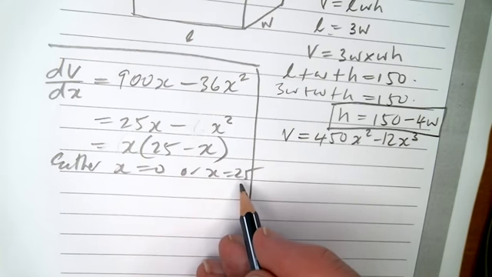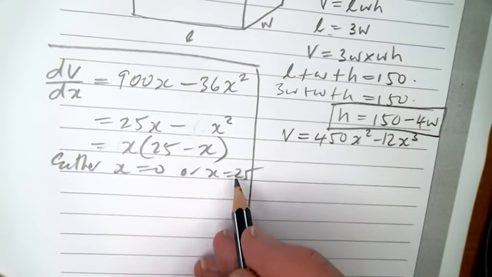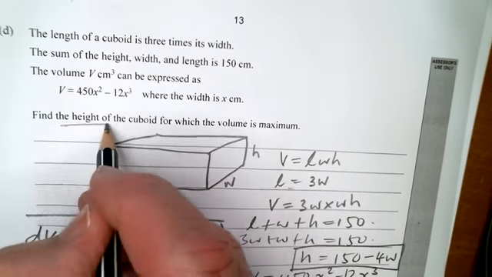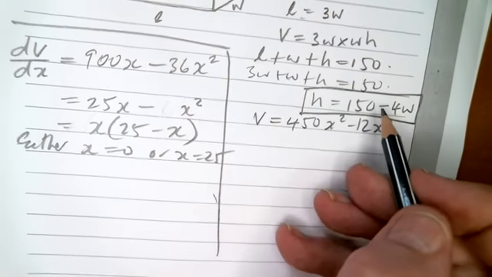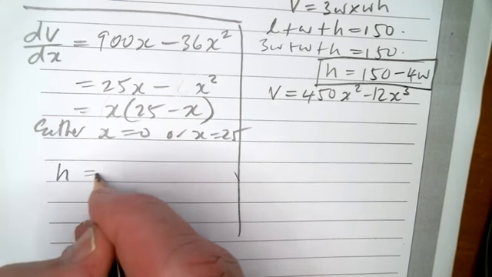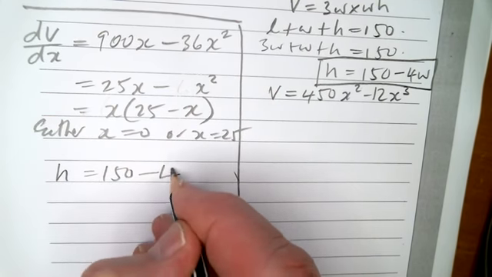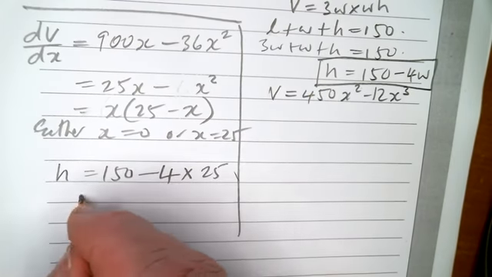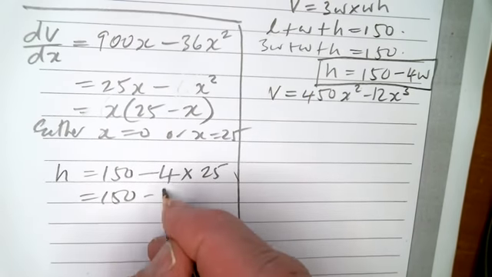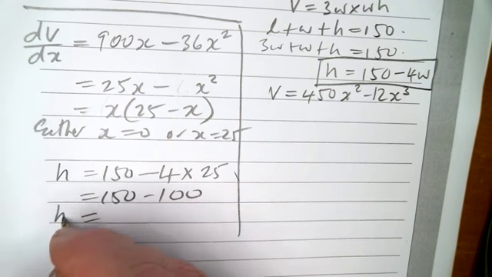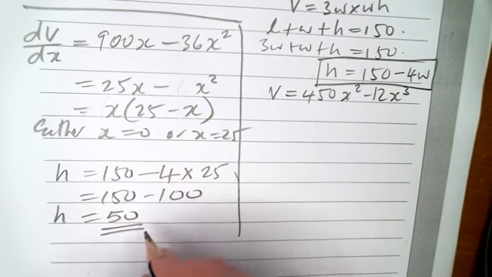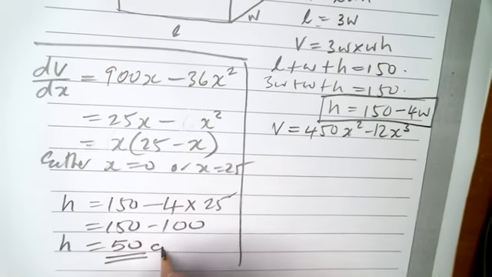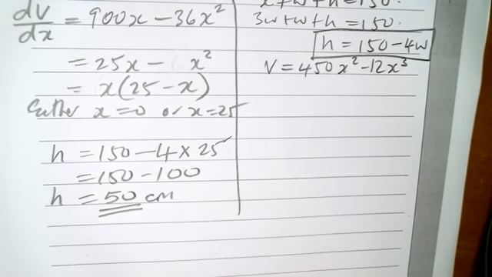So let's go ahead and put this back in, we want to find the height. That's what we're finding. And we've got now an equation for height, which is this one here. So h is equal to 150 minus 4 times, and I said w, but really we mean x, which is 25. So 150 minus 4 times 25 is 100. So h must be equal to 50. Now 50, what is it? It's going to be in centimeters, so 50 centimeters. And that would be the way I find the answer.